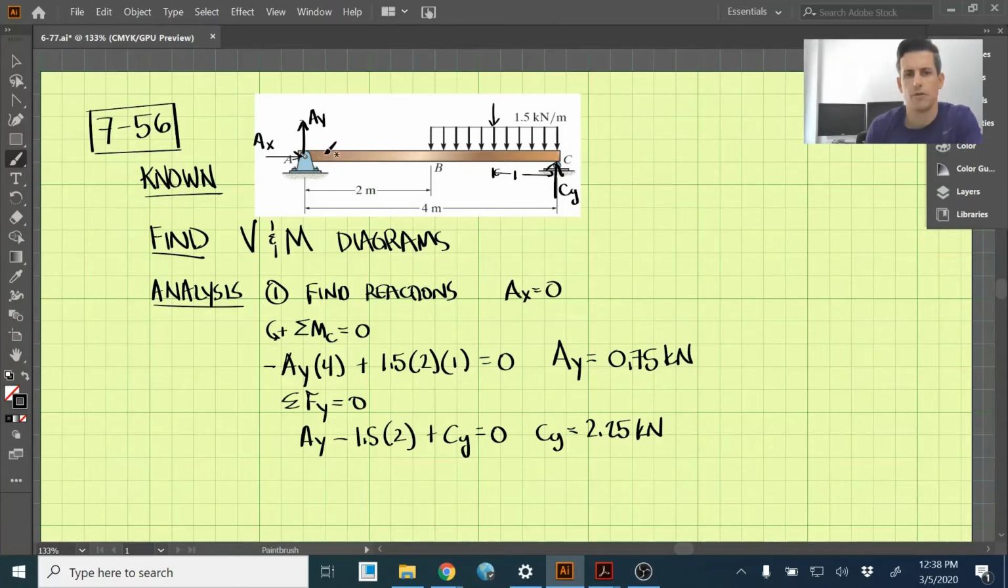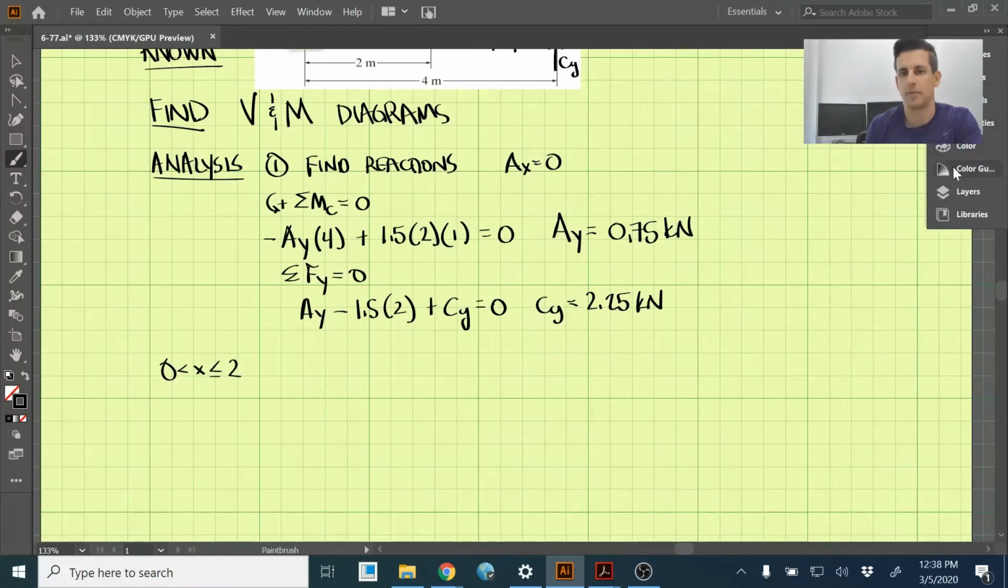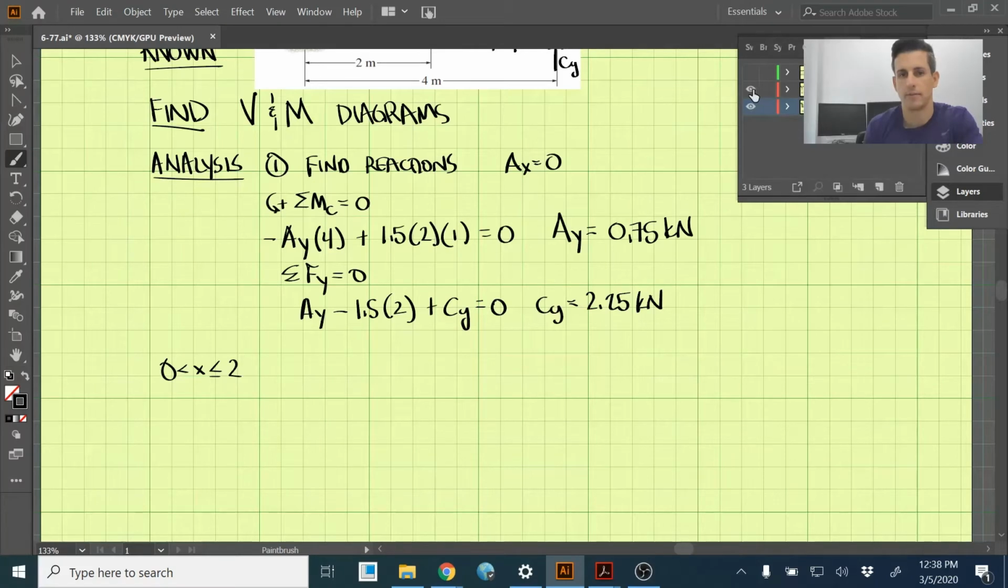The way we need to do this is break it into several parts. So we'll define this for x between 0 and 2 meters, so we'll break it right here. And then the additional section will be from 2 meters to 4 meters, so we'll break it over to here. So let's get those free body diagrams up. I've already drawn them out.